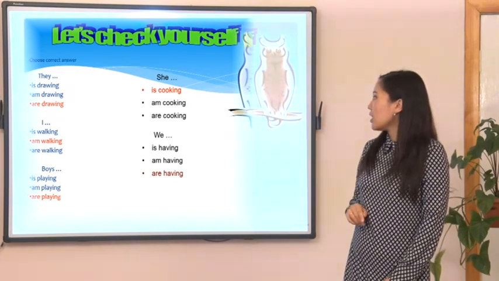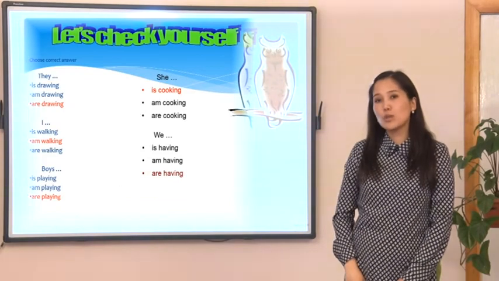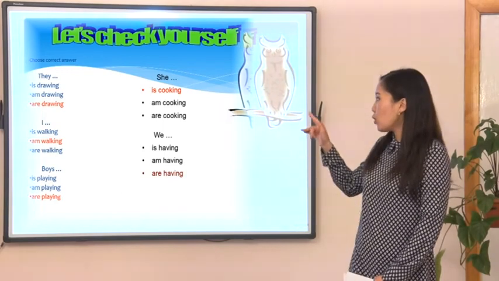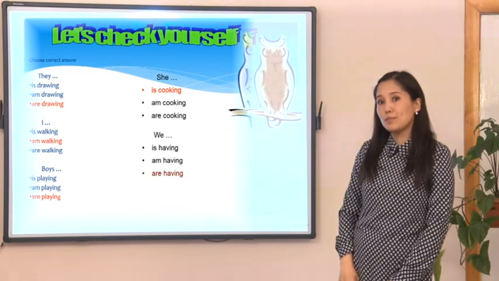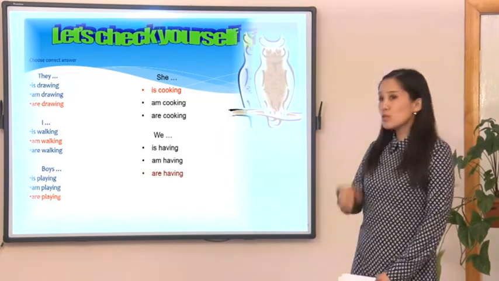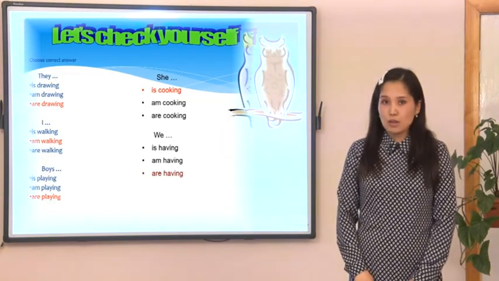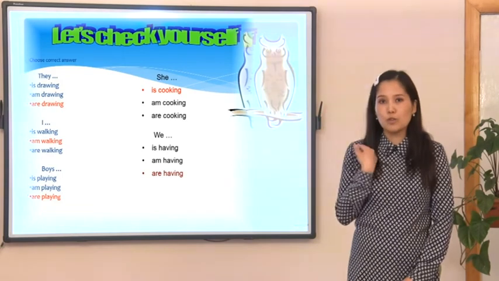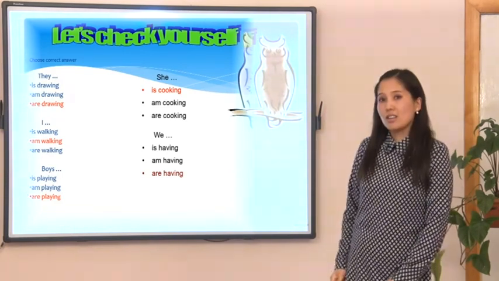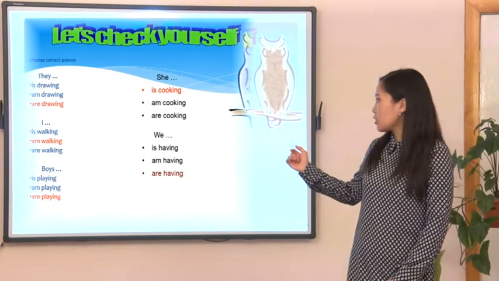Next, I always goes with am. I am walking. We always use am with I. Okay, next, boys. Why do we use are with boys? Because boys is plural. That's why we use are here. And then we make the correct form.